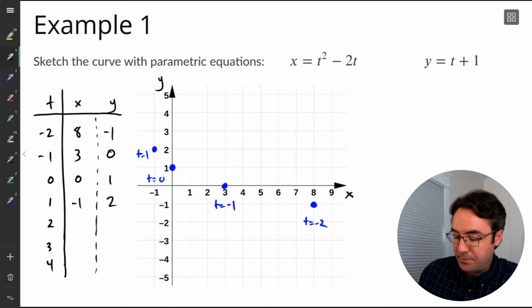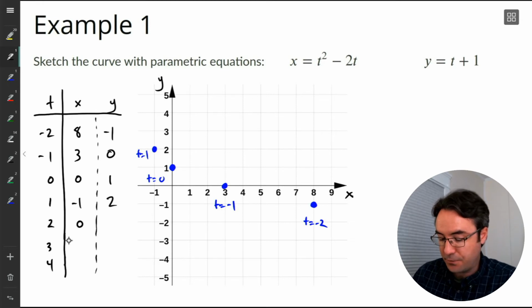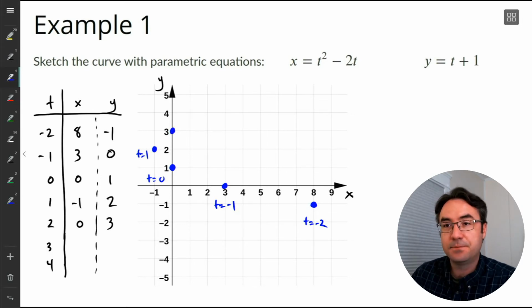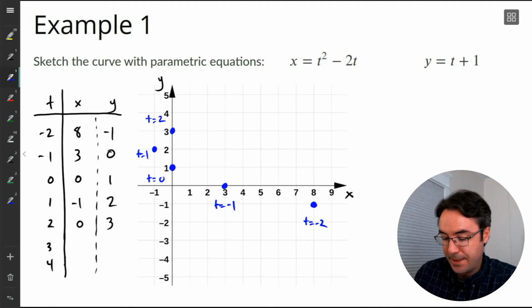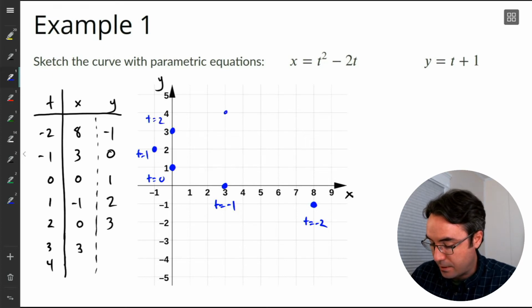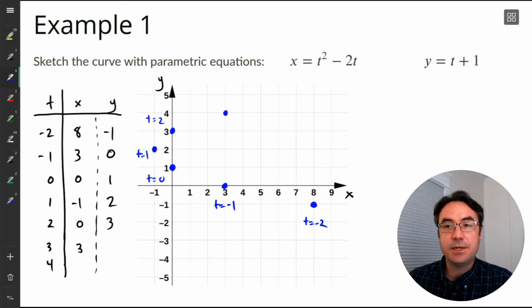Okay, keep going. Plug 2 in. We get 4 minus 4 here, so we get 0 for x, and then we get 2 plus 1. We get 3 for y. Plot it right here. Here we go. We're at that point at t equals 2. And let's do a few more. So 3, what do we get? We get 3 and 4. So that means we're at what point here? We're right around here. So here's when t is equal to 3.